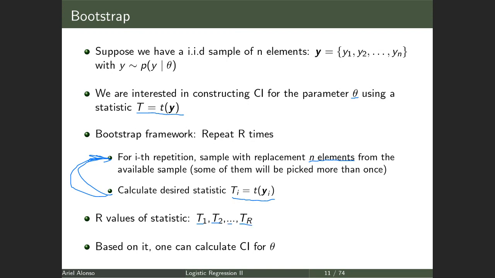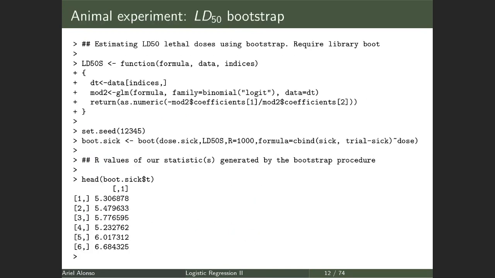So by the end of the algorithm, if you repeat this R times, you will have R replications of your statistic, the one you're using to estimate theta. And now, based on these R replications, you will be able to calculate the confidence interval for theta. And how do we do that? There are several ways to do that.